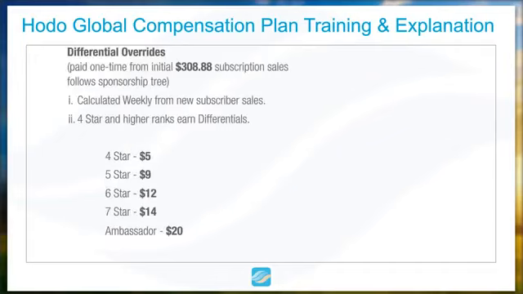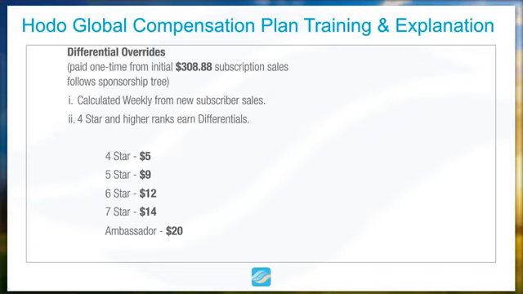Now, here's something that's really cool, and I'm going to spend a little bit of time on this because it was designed and put in the plan for a very, very specific purpose. Out of that $308.88, we take $20 from that initial subscription, and we pay it out through what we call a differential override.